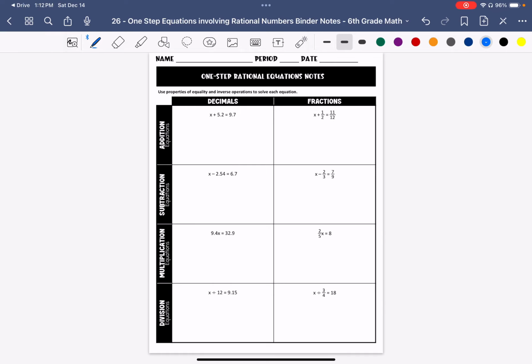Hey, welcome back, guys. In this video, we are going to practice solving one-step rational equations. There's 4 rows. I'm going to solve one from each row, and hopefully this helps out.